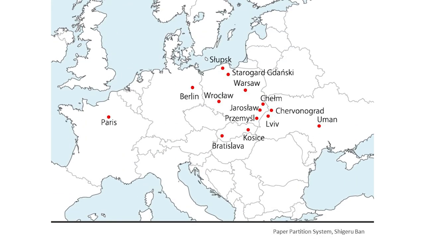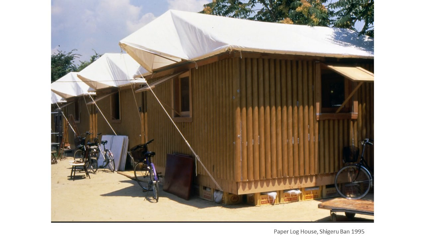Here you can see it's not a full map. I mean, there are more points, because it was over 18 places in Ukraine and also all over Europe where this system was created. But if we go a step further, then we have to think about something more permanent, which is, for example, in this case, the paper log house. Very simple structure, built in 1995 after the earthquake. The same earthquake when the church I showed you at the beginning was built. So this is the same event.